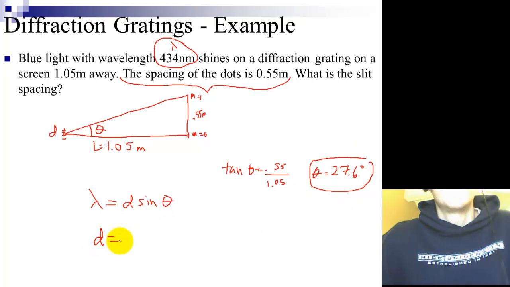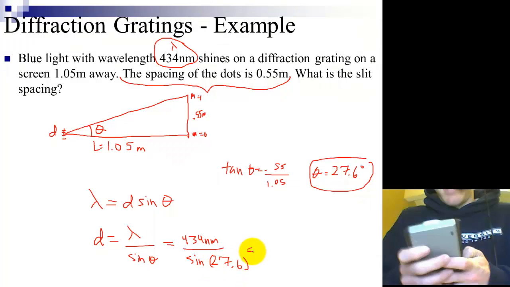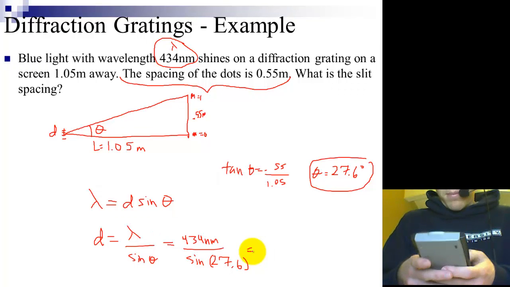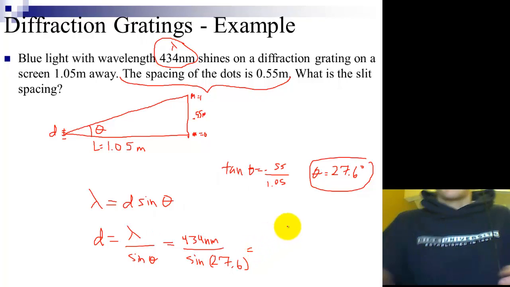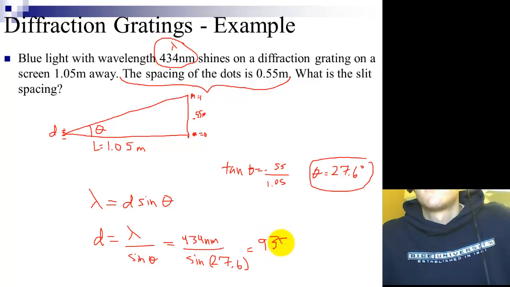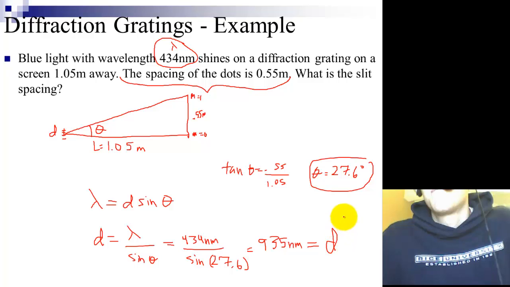So let's say distance equals lambda divided by sine theta. Well, my lambda is 434 nanometers, and I'm going to put in here sine of 27.6. So the distance between my spacing here, I'm going to take sine of that angle, and I get 935 nanometers, which is almost 1 micrometer. 1,000 nanometers would have been 1 micrometer. So the distance of our spacing.